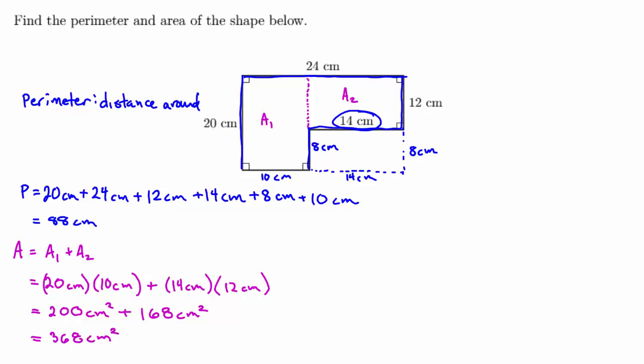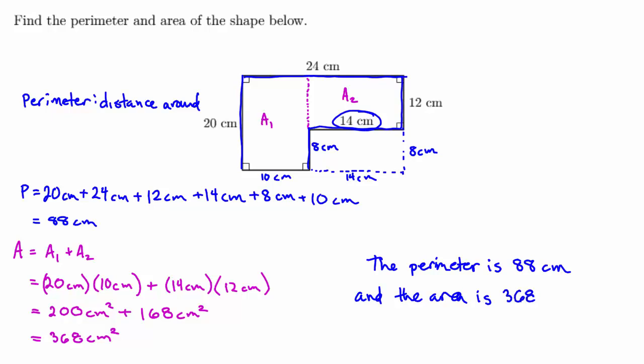So now I can summarize each of these. The perimeter is 88 centimeters, and the area is 368 square centimeters.